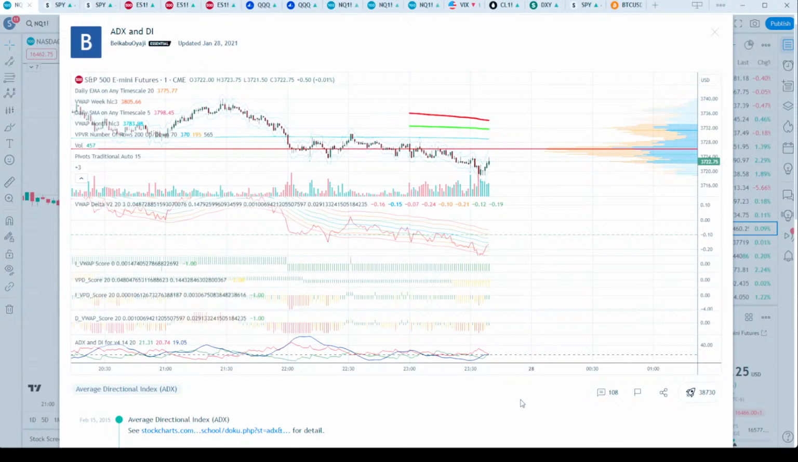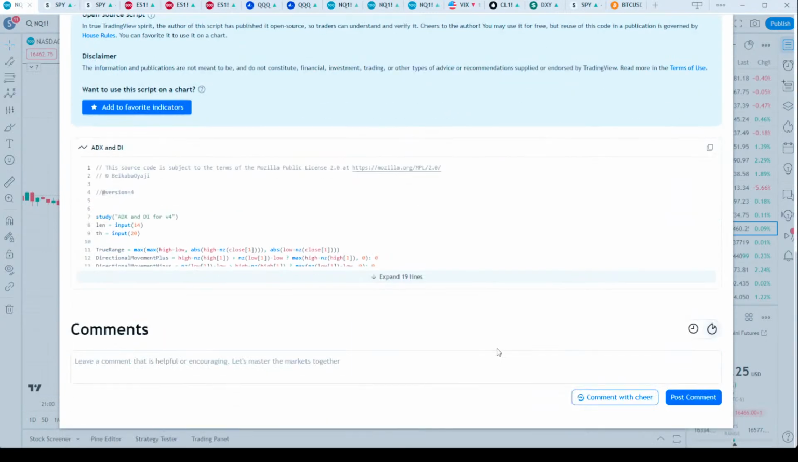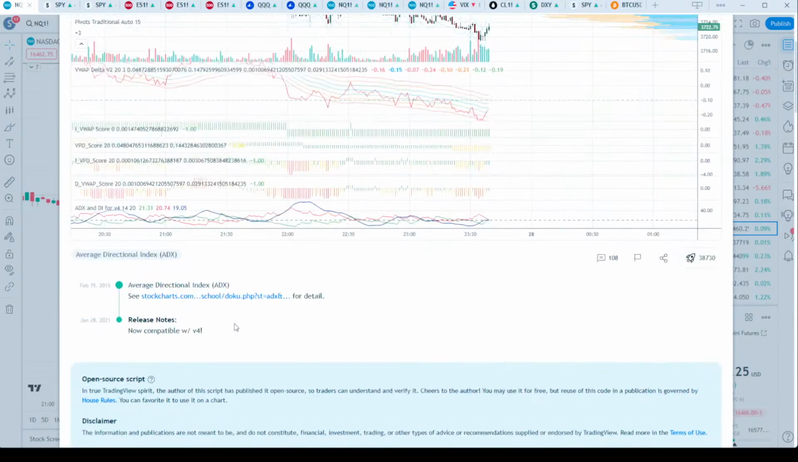So let's say you want a specific looking ADX, you want it to read out a certain way or move a certain way or whatever. You can go and you can see here's the ADX and DI. So, you can see here's your 3 lines that I was talking about. And this is what it's going to look like if you add it to your chart. Sometimes too, the creator will put little notes right here and stuff.